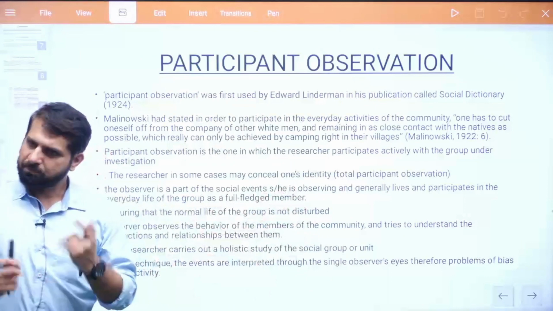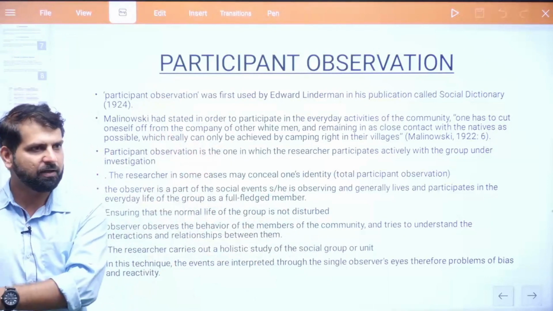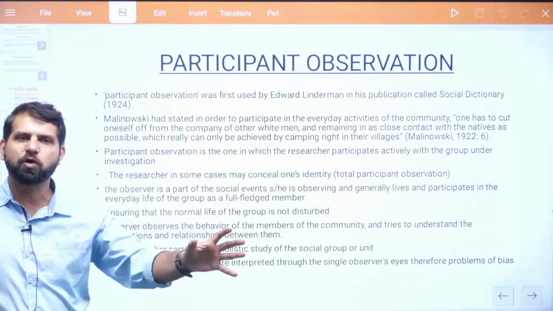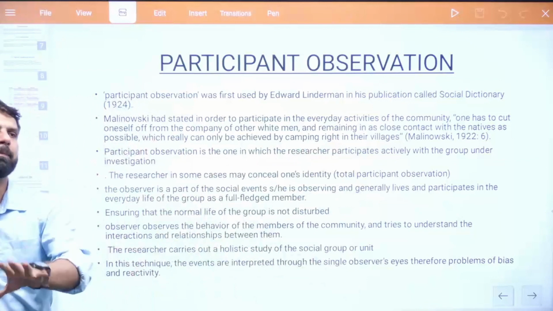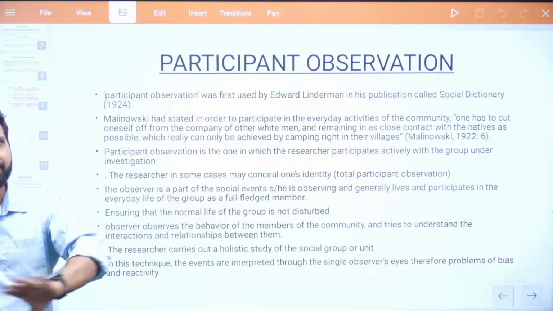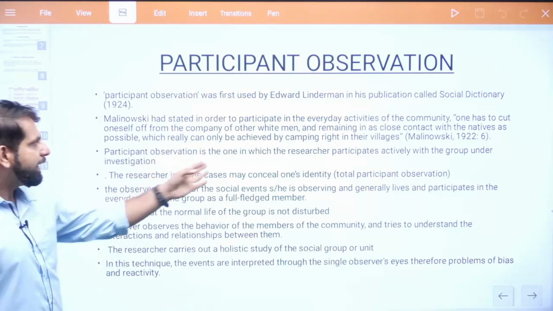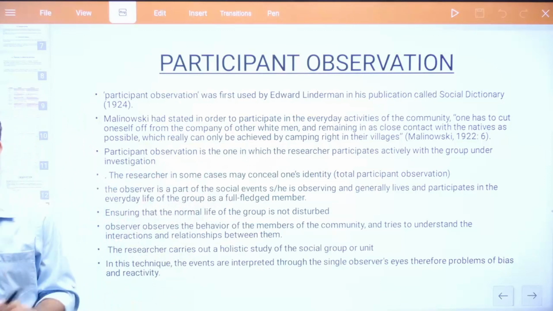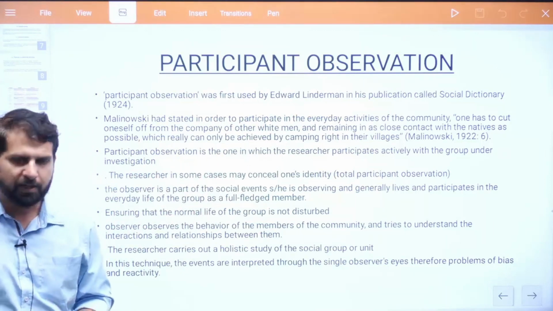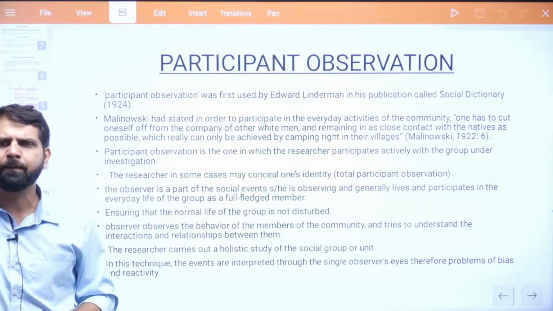So two things are important here. You have to cut off from the company in which you are living, cut off from your own socializing world, situate yourself in a different social setting, and remain in close contact with the people you are trying to study. Remain as close as possible with them. It is one in which the researcher participates actively with the group under consideration. So what happens in participant observation is, you go to a place, you go to a tribe, you go to an indigenous community, you stay with them.